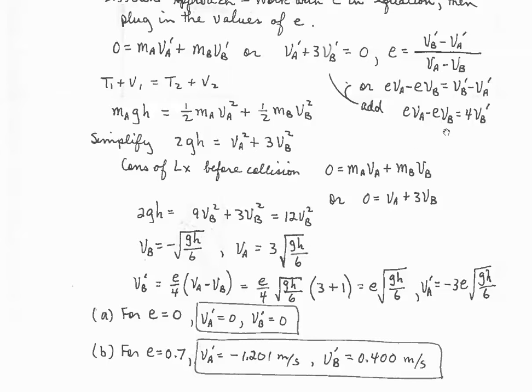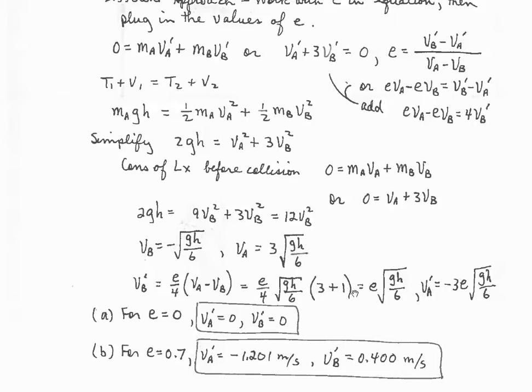Now, we have that v_B prime from this equation is equal to e over 4 times (v_A minus v_B). So there's the e over 4. v_A has a square root of gh over 6, and v_B has a 1 with the minus sign. So that minus sign and that minus sign turn into a plus, and we end up with e times the square root of gh over 6. So v_A prime, in general, after collision, is going to be minus 3e square root of gh over 6, and v_B prime is going to be equal to plus e square root of gh over 6.